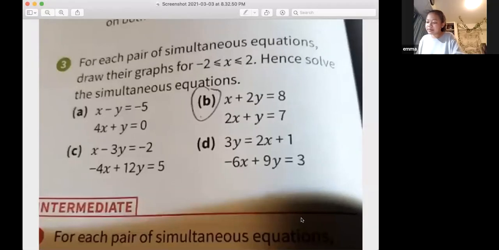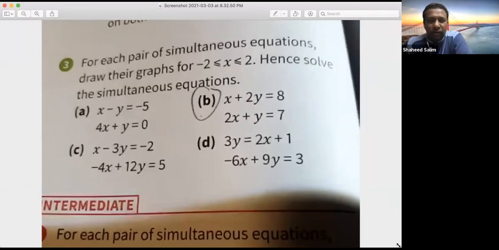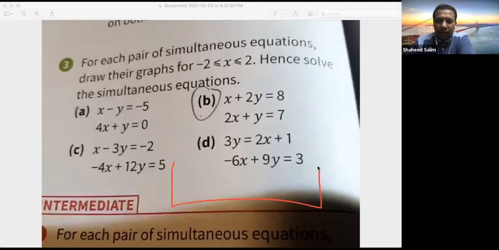Yeah. Okay, so we are doing B. For each of the simultaneous equations, draw the graph. You got the graph paper ready? Can you first do the table, which is like this, with x and y, and then you can choose values.